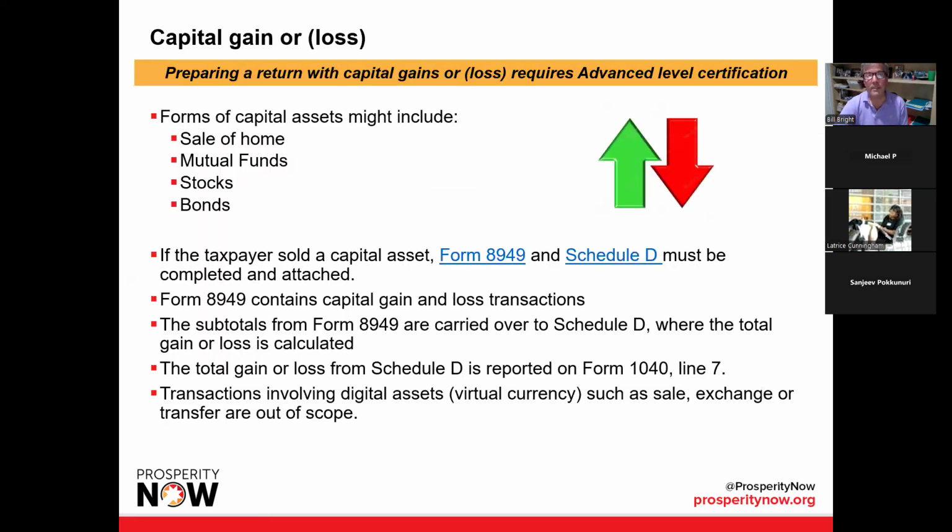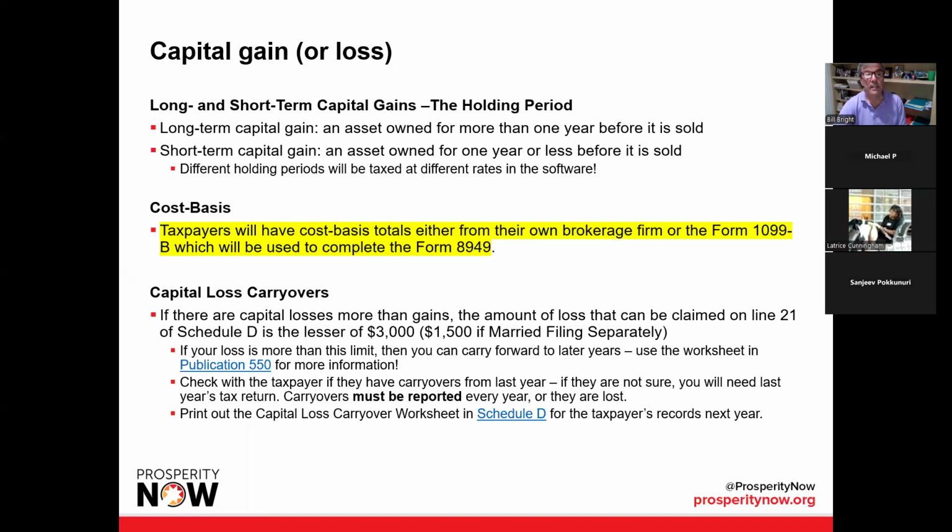Capital gains or losses, generated from the sale of a home, stocks, bonds, mutual funds. All that gets recorded in our capital gains worksheet in TaxWise, and then flows to both Form 8949 and Schedule D. Again, all that will get attached when we e-file to the IRS and the state of New Jersey. Long-term gains are anything held for more than a year. Short-term gains are anything less than a year. Different holding periods mean that there are different tax rates.